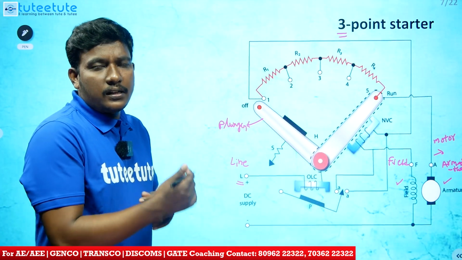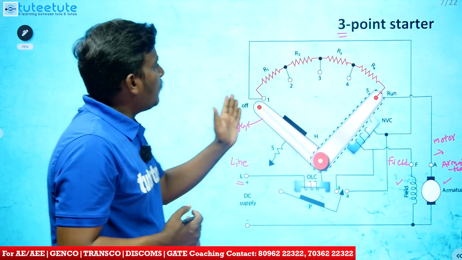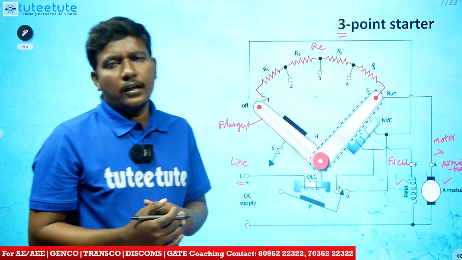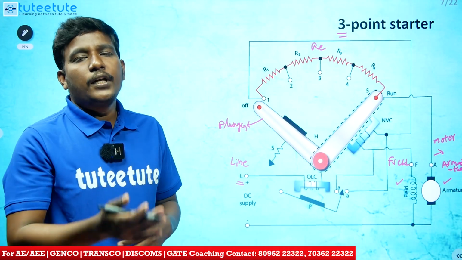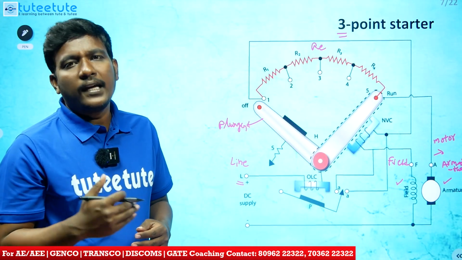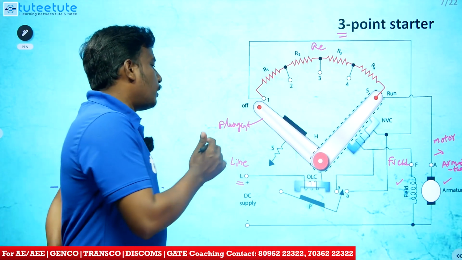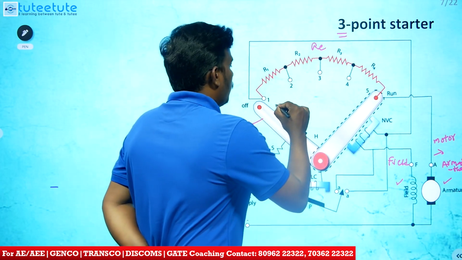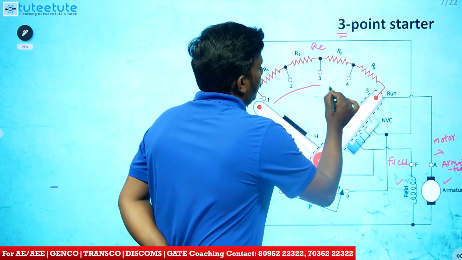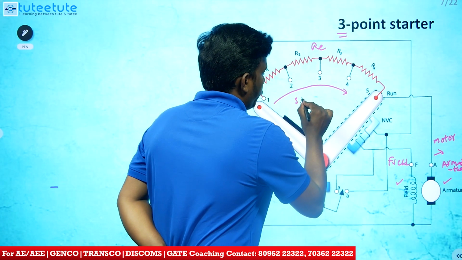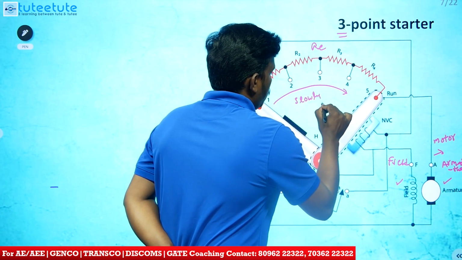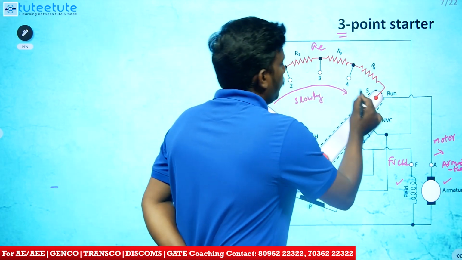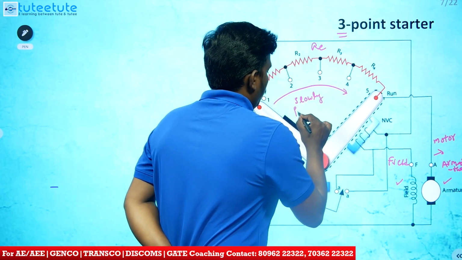We need to connect these 3 points such that this external resistance Re comes into the picture during starting condition, and we nullify this external resistance during running condition. For that we use the plunger. With the help of the plunger, we move it slowly in this direction, slowly towards 5, from 1 to 5.